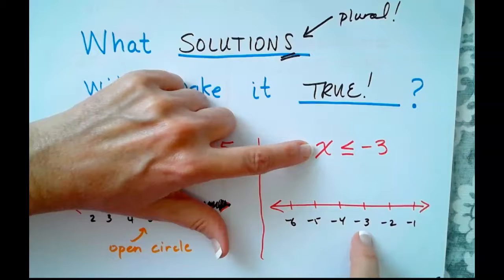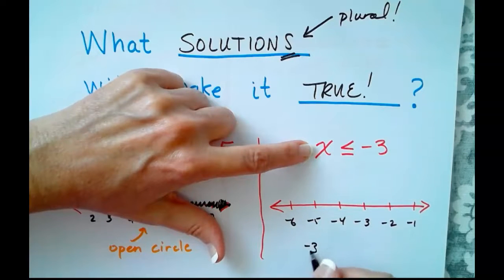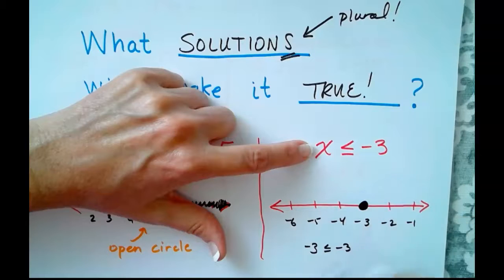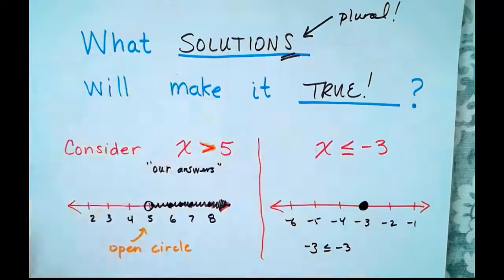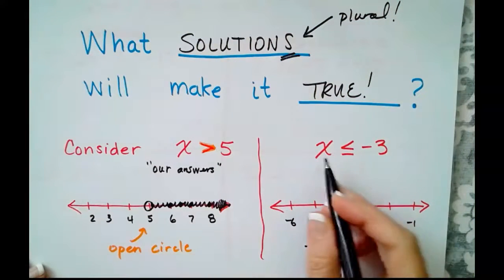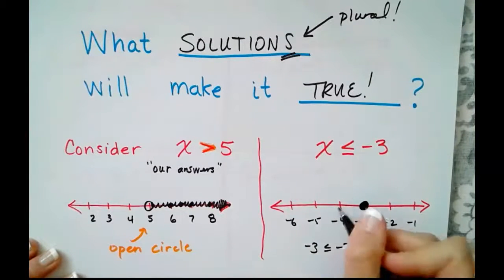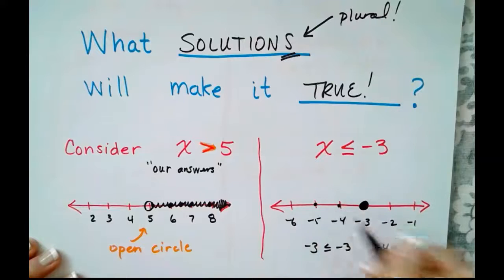No. Is negative 3 less than or equal to negative 3? Yes, it falls in the or equal to. So it's going to get a solid circle this time. Is negative 4 smaller than or equal to negative 3? Yes. Negative 5, yes. What about negative 5.5?